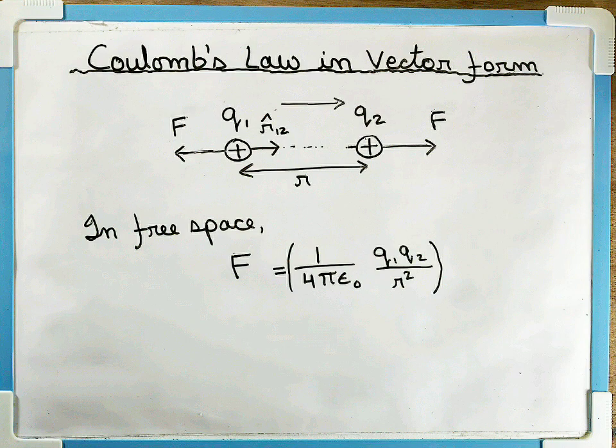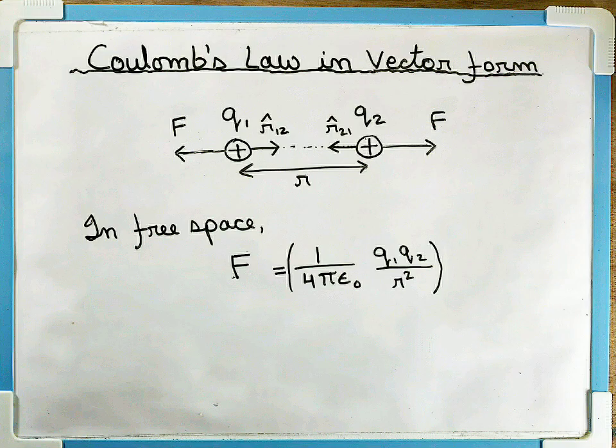Similarly, I draw another unit vector which is R cap, in which direction? From Q2 to Q1. So we have R cap, and I'll write here subscript 2, 1. I have drawn two unit vectors. One is this R cap 1, 2 in the direction from Q1 to Q2, and another is this R cap 2, 1 in the direction from Q2 to Q1. So now I can express this Coulomb's law in vector form for these two like charges Q1 and Q2.